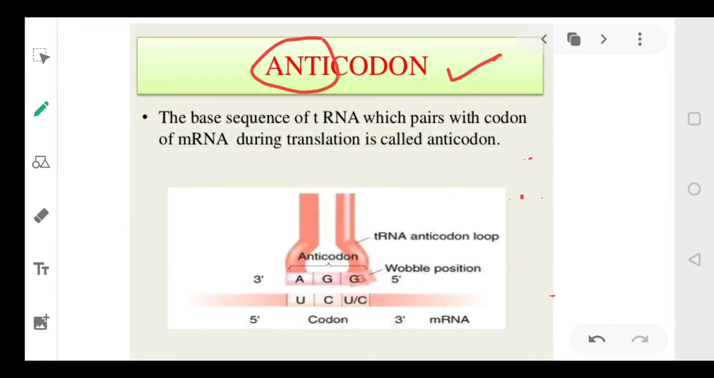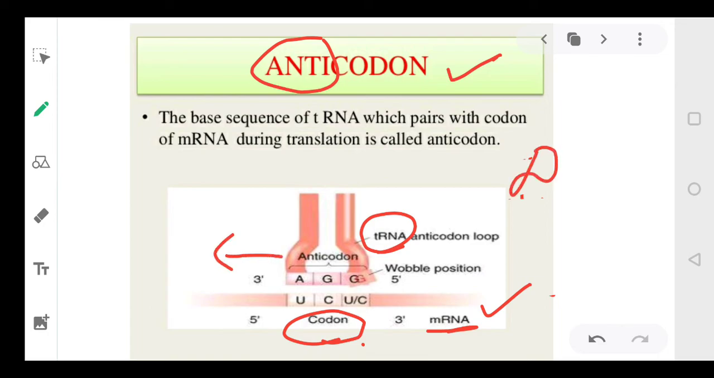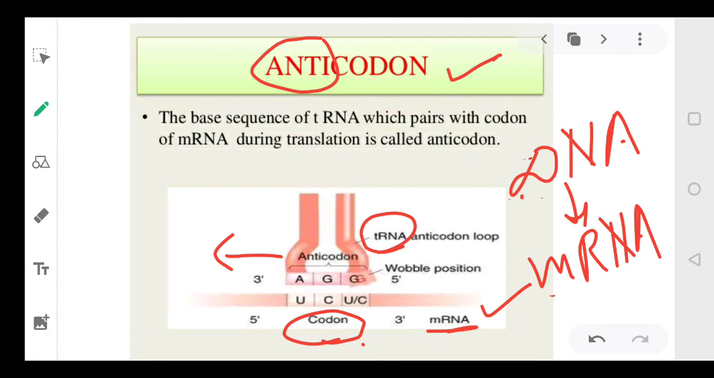Anti means opposite. So codon के opposite. So हमारा codon जो होता है वो mRNA पर होता है. mRNA has a codon and tRNA has an anticodon. ठीक है? So DNA has made mRNA, and this mRNA has some information, and this information will be read by tRNA.